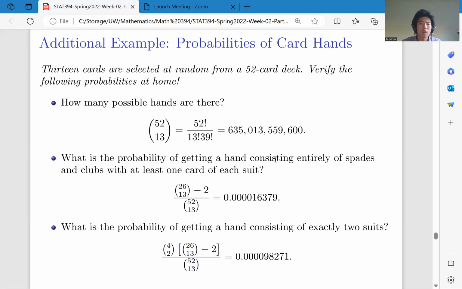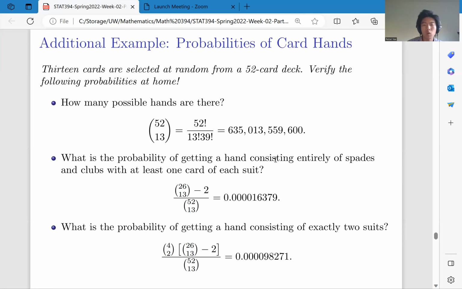That is to say, we only have 26 choices out of the 52 choices, because the other two types, the heart and the diamond, are not in our consideration. So we only consider drawing 13 cards out of 26 cards, which is 26 choose 13.